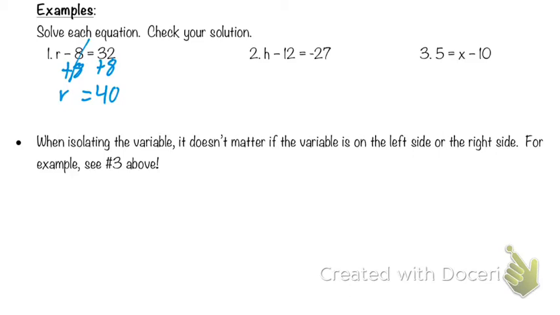So r is 40. Is the variable by itself? Yeah, so we solved our equation. This equation is true when r is 40. Would the equation be true when r is 5? No, because 5 minus 8 would not equal 32.